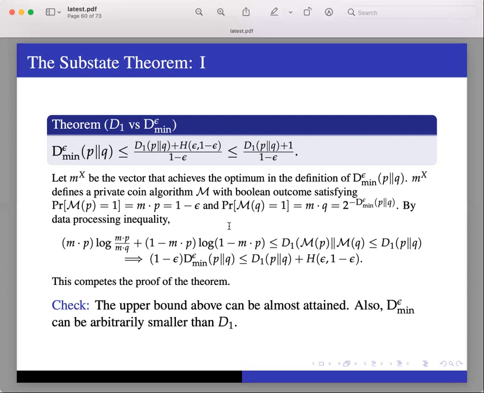So D epsilon min says that I have to find an optimizing vector here. And we know that the optimizing vector will actually satisfy the probability of accepting the ideal hypothesis. Okay. Remember, this is asymmetric hypothesis testing. So the probability of accepting the ideal hypothesis is satisfied with equality. So m dot p is exactly equal to 1 minus epsilon. The definition of D epsilon min had a greater than or equal to here, but we know that the optimizer will actually saturate this constraint. It will be equal to 1 minus epsilon. And the optimizer minimizes the probability of accepting the imposter hypothesis q. So m dot q will be minimized, and that minimized quantity is what we call D epsilon min. This is just the definition of D epsilon min.